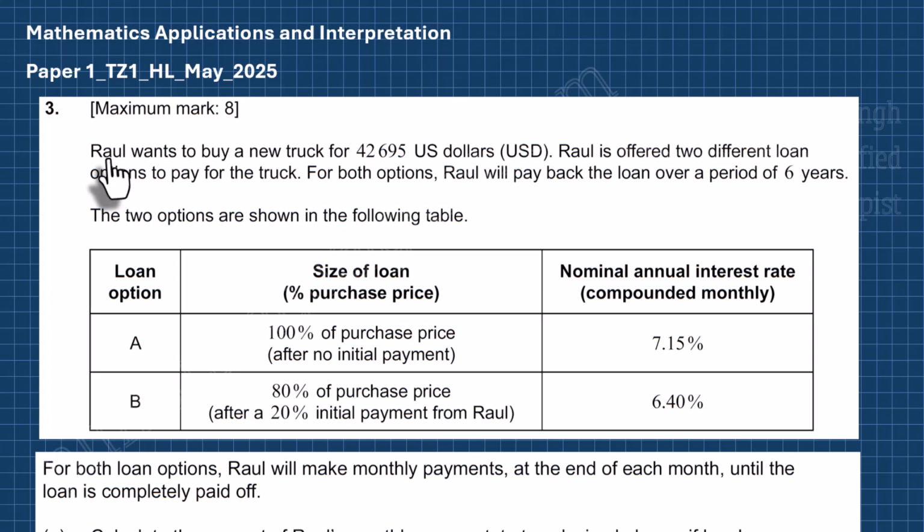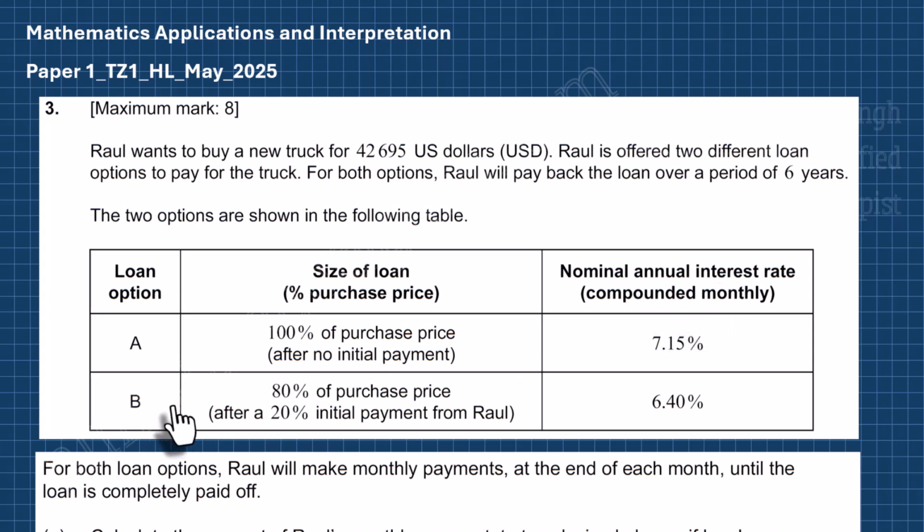We have Rahul, who is buying a new truck, and the cost of the truck is $42,695 US. Rahul has been offered 2 different loan options, and the first loan option gives him 100% of the purchase price, which is the complete money, and he has to make no initial down payment. The rate of interest is 7.15, and this is a nominal annual interest rate, compounded monthly.